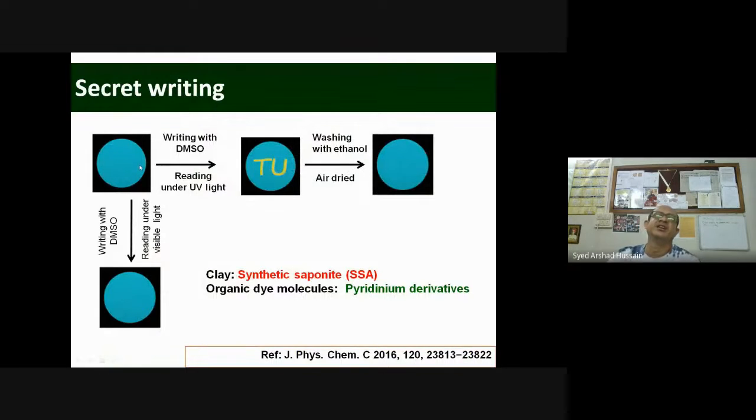We designed thin films, and we propose this can be used for secret writing. We designed a sensor based on a pyridinium derivative and a clay material. Clay materials have a layered structure, and they can swell when you make them wet. So we prepared the film using these two materials. Then we write simply using an earbud dipped in DMSO. When we observe with the naked eye, we see nothing there, as you see in this bottom image.